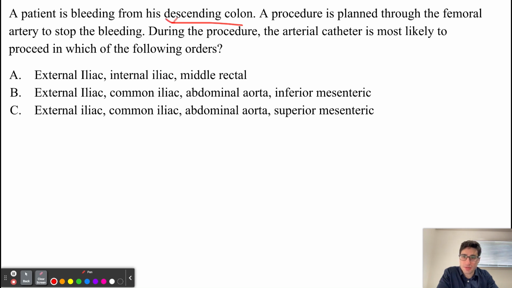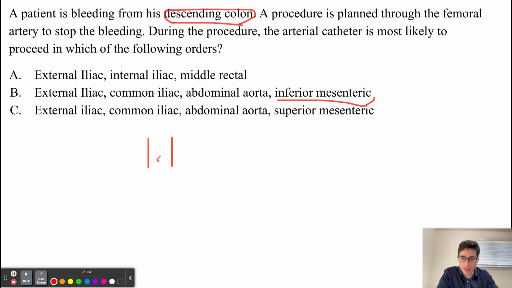The patient is bleeding from his descending colon. Remember that the descending colon is going to be part of the hindgut, and the hindgut is going to be supplied by the inferior mesenteric artery. So the catheter that was inserted is ultimately going to try to go into the inferior mesenteric artery.